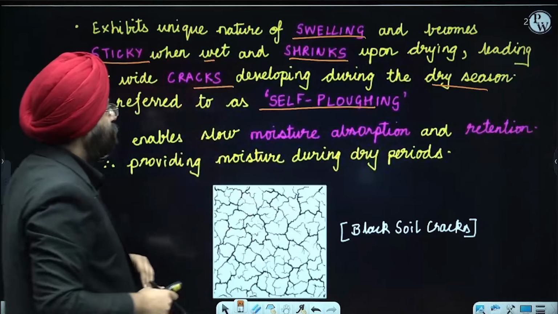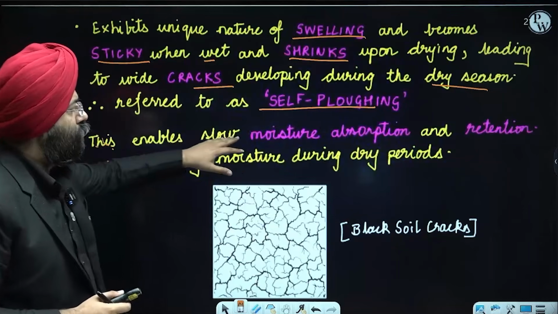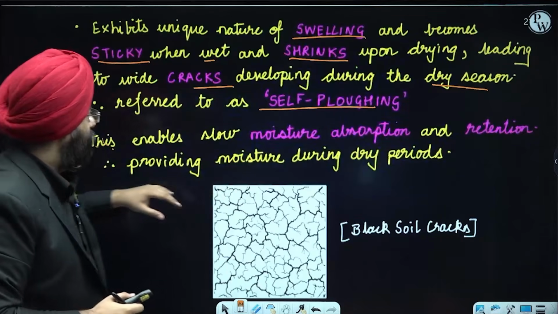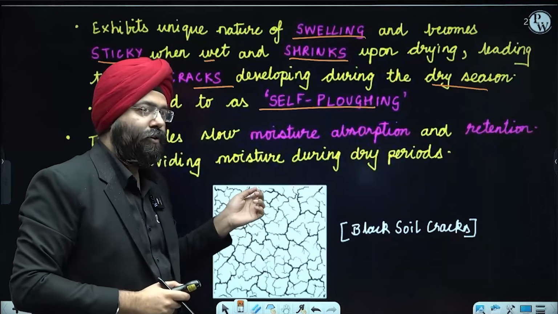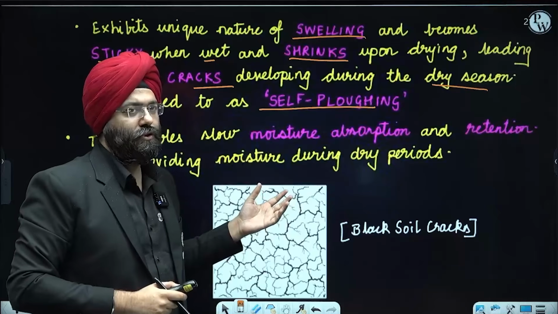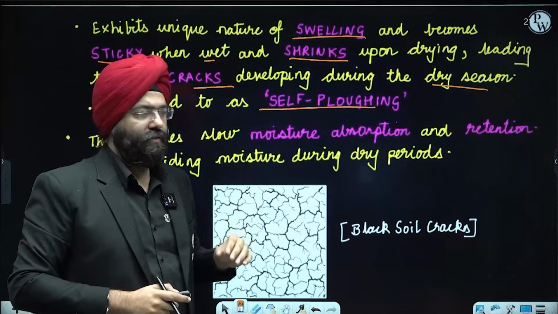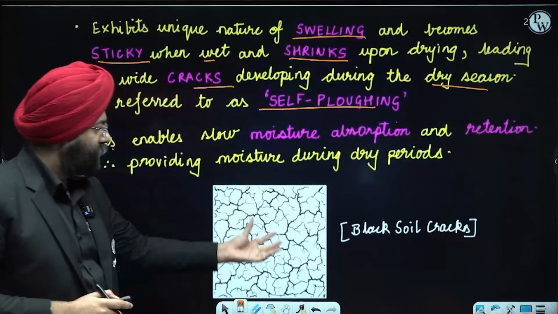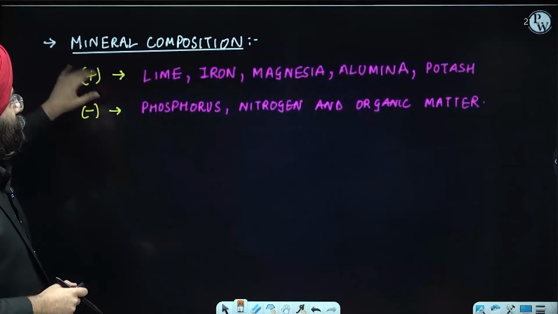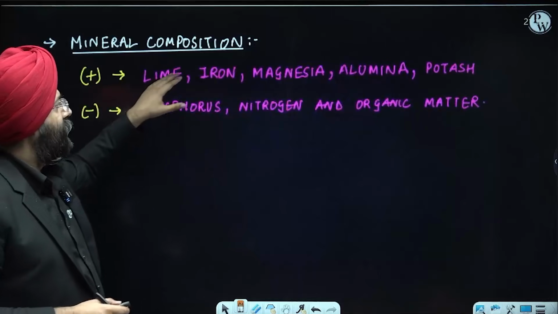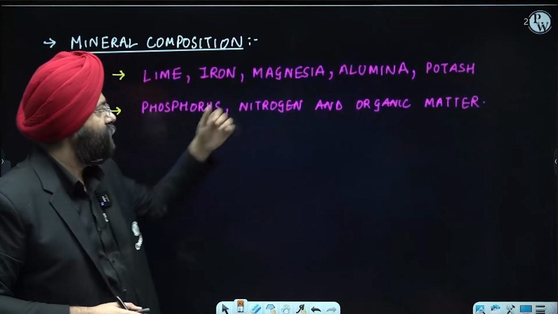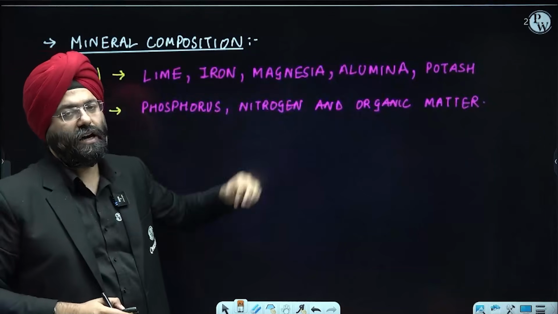So let's see here. This enables slow moisture absorption and retention, providing moisture during the dry period. That is why this self-plowing is very useful for this particular soil, and that is why it is known as self-plowing, right? These are the cracks which are being depicted over here. Mineral composition: surplus in lime, iron, magnesia, aluminium, potash, whereas deficit in phosphorus, nitrogen, and organic matter.